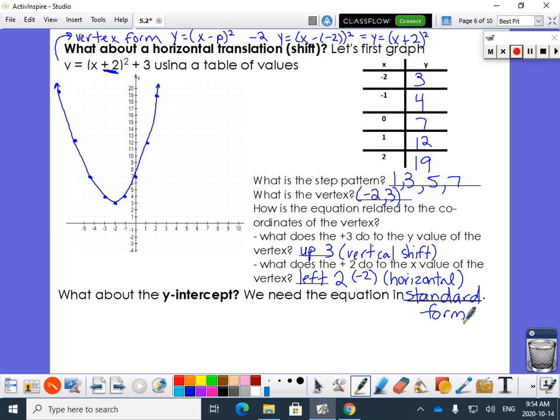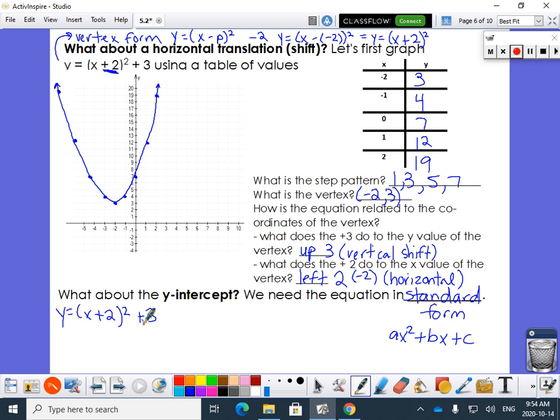Well, first of all, remind me, what is standard form? How does that look? You guys know this. We've done this 100 times over. What's standard form? Ax squared plus bx plus c. Good. So we want to take this equation and put it into standard form. Well, how are we going to do that? I'm just going to write the original one first.